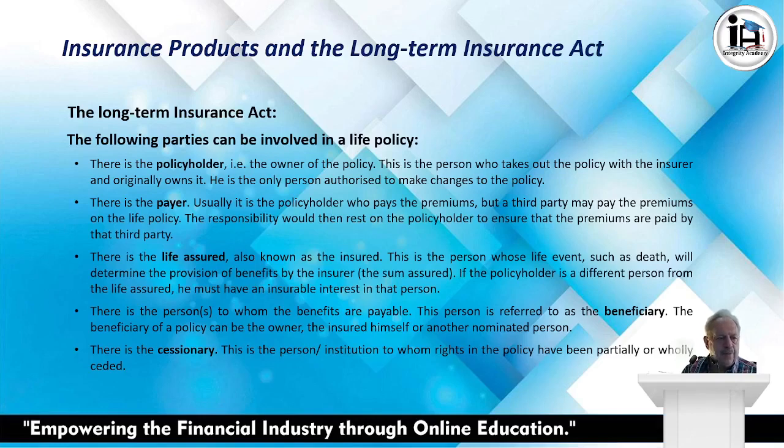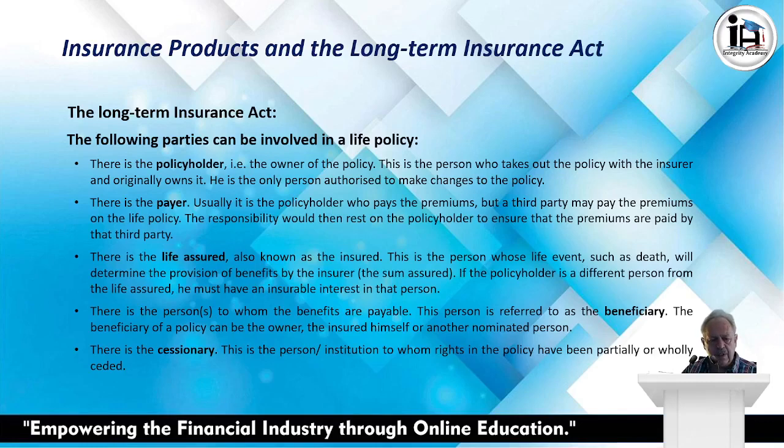There is a person or persons to whom the benefit is payable, which is the beneficiary. The beneficiary of a policy can be the owner, the insured himself, or another nominated person. And then there is something we call a cessionary. This is a person or institution to whom the rights of the policy have been partially or wholly ceded.